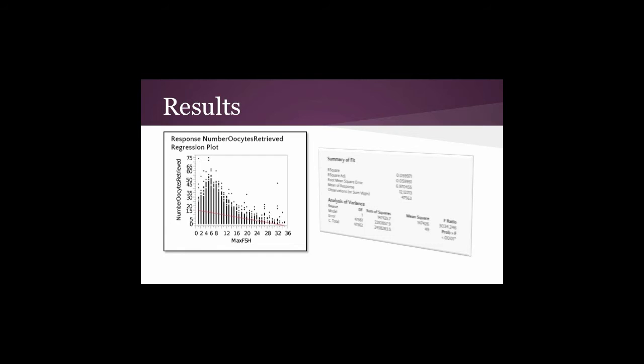We created a regression plot to show if there was a correlation between the follicle-stimulating hormone level in the patient's blood and the number of oocytes that the patient produced. From our graph, you can see that as the FSH level decreases, the number of oocytes increases, or vice versa.